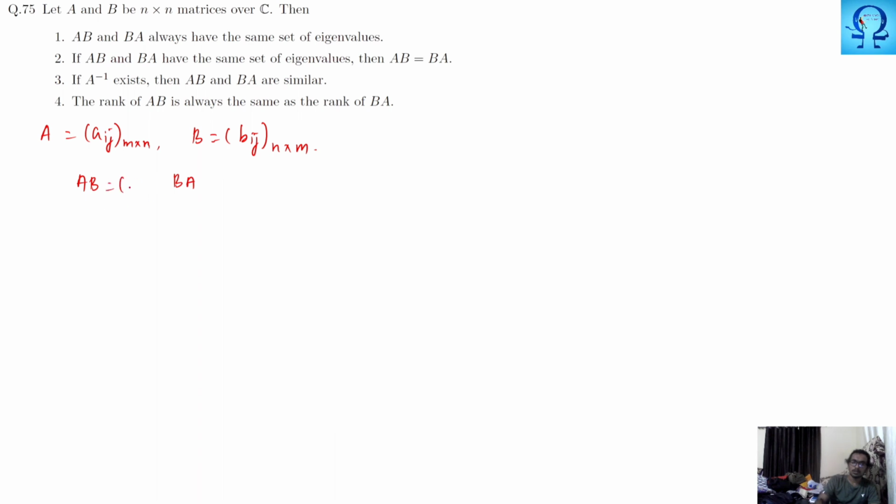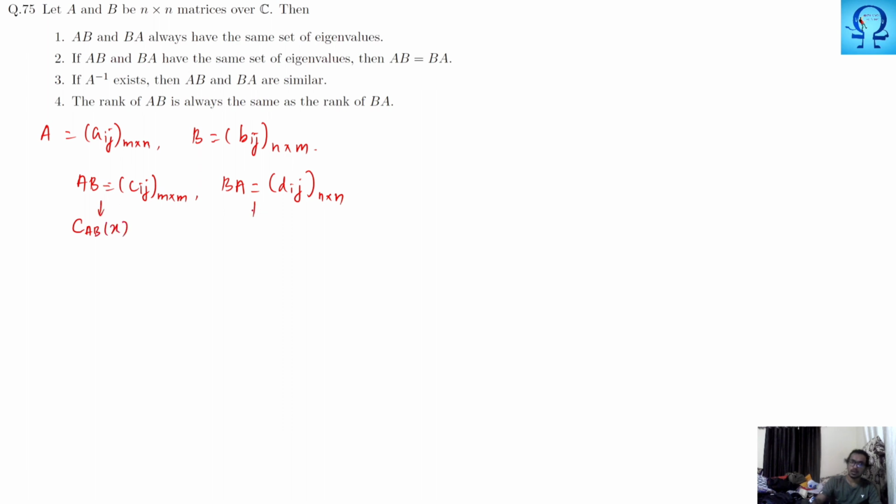This is a matrix of order, let me call it Cij. Okay, this will be a matrix of order m by m, and this BA will be a matrix of order n by n. Hope you know how this Cij and Dij are defined, right? So this is a square matrix and this is a square matrix. Basically A and B are not square matrices in the case that I have considered. But AB and BA are square matrices, hence the characteristic polynomials of these can be found.